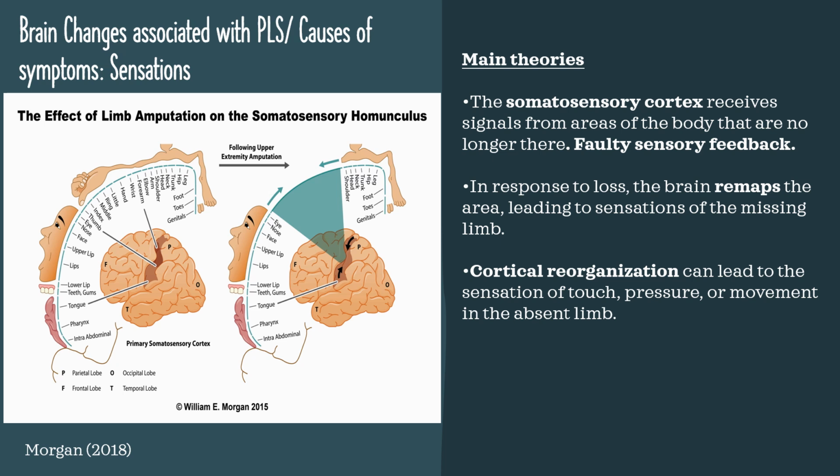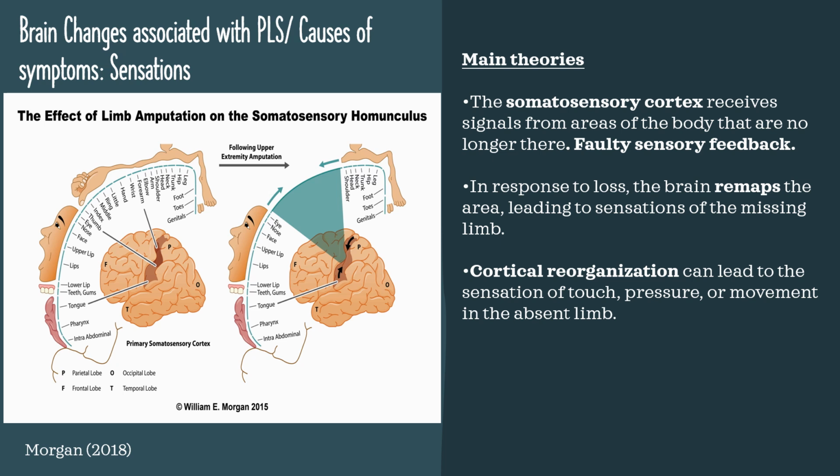Now the first theory posits that the somatosensory cortex, which normally maps for these sensations, continues to receive signals from areas of the body that are no longer there. These junk inputs or signals cause sensory feedback, and when a limb is amputated, the nerves that previously sent sensory information from the limb to the brain are still present. These nerves may send signals that the brain interprets as coming from the missing limb, even though it's not there, causing these sensations.